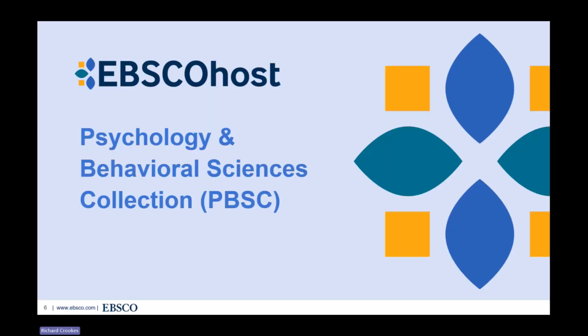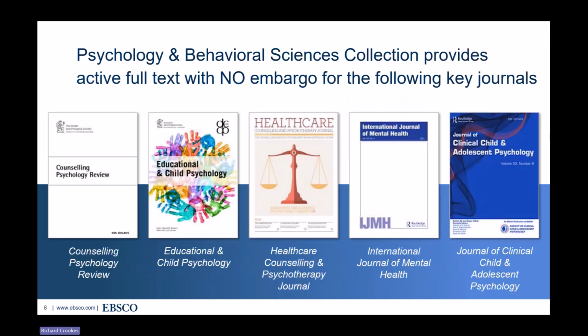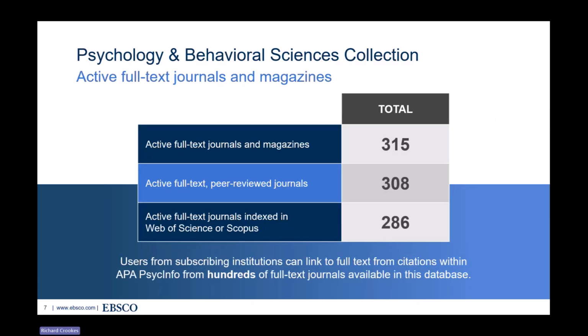Before we get further into the actual searching experience, we'll spend a lot of time on that in the live demonstration. I just want to give you a brief overview of this database, the Psychology and Behavioral Sciences Collection, or PBSC as we know it. You'll see here there's a good quantity of active full-text journals and magazines available. You can see most of these are peer-reviewed journals as well, by the way.